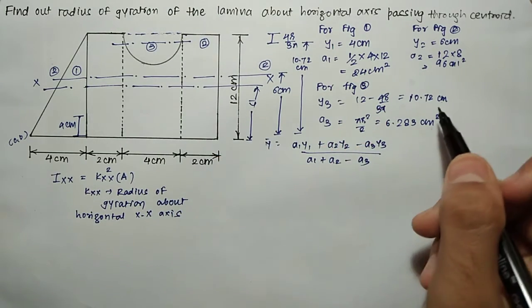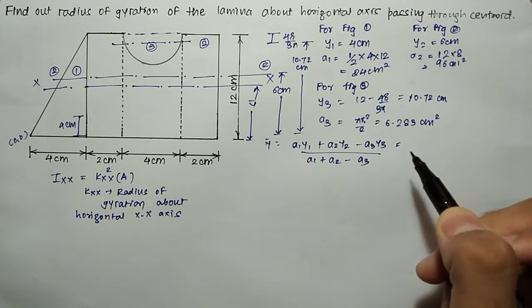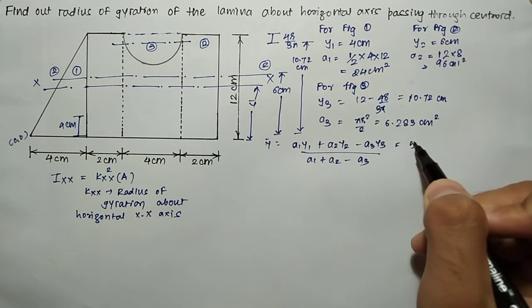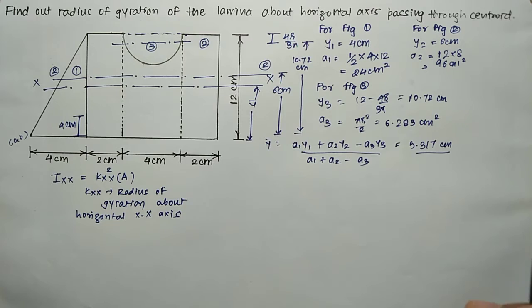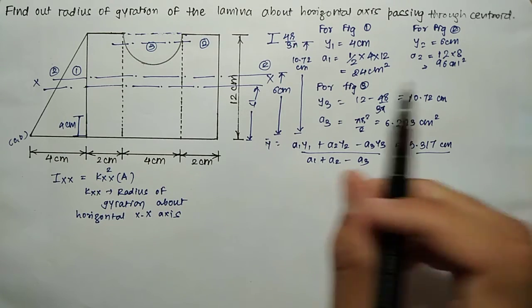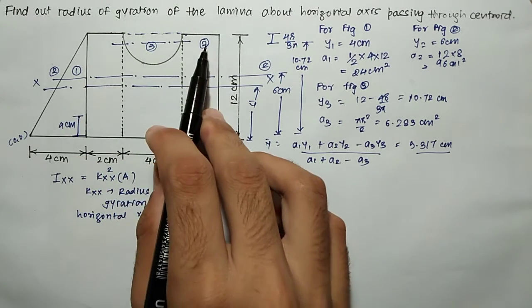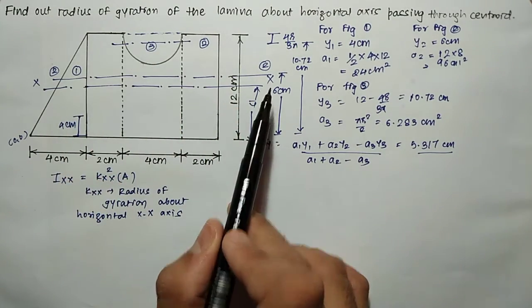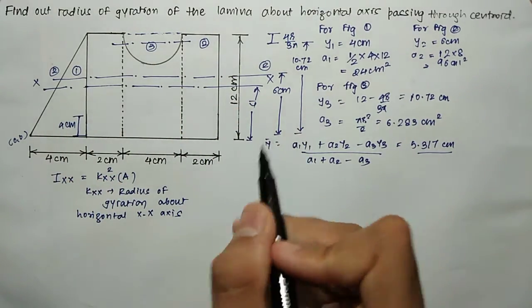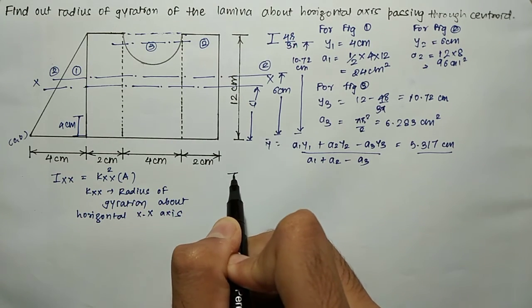So we know all the values, so placing the values we will be getting the value of y bar as somewhat 5.317 centimeter. Now we need to determine the moment of inertia of the standard figures that we have obtained by splitting this entire plane lamina about this axis xx. Okay, so let us determine the values.